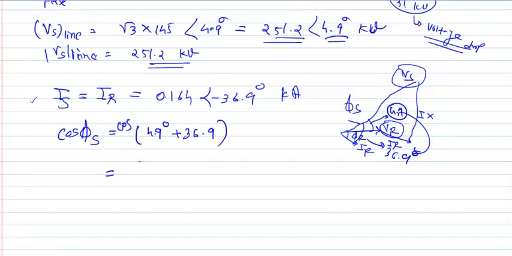So the answer of this particular is 0.745, right? And this is lagging. So this is your cos phi s. Now what about the last one, that is the power, you can say the sending end power.